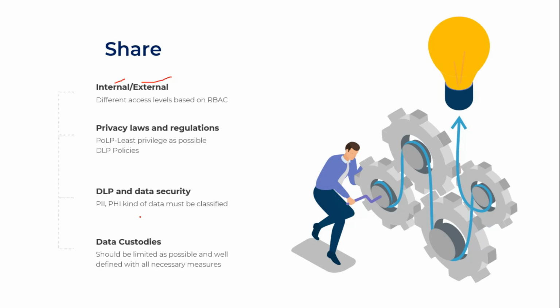And there are certain things like data leak prevention, DLP, and data security. There is PII, personal identification information, or personal health information. This kind of data has to be properly classified before being shared to the users.